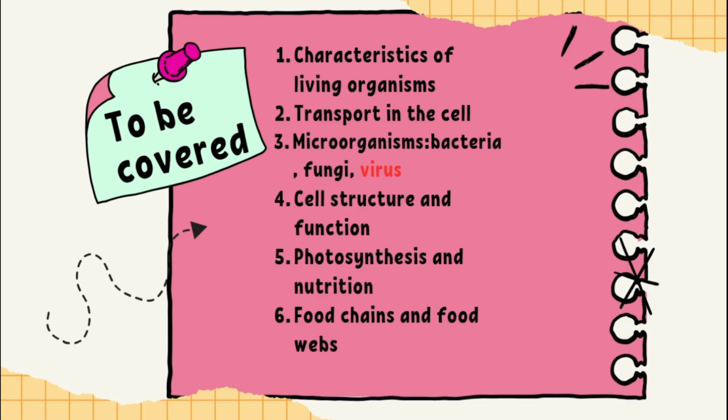So obviously we're going to be looking at characteristics of living organisms, different methods of transport across the cell membrane, and talking about some microorganisms: bacteria, fungus, and virus. Now, there's a reason why virus is in red, because it's debatable whether or not a virus is a microorganism, but whatever. Then we're going to be looking at cell structure and function, photosynthesis, food chains, and nutrition and food webs. So anyways, let us just get started.